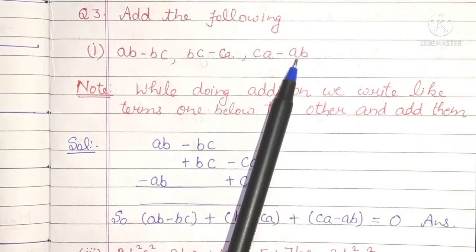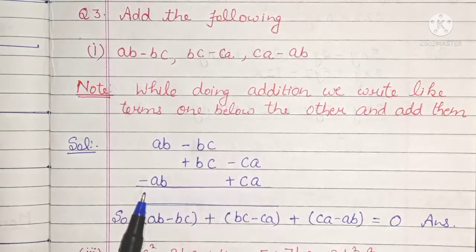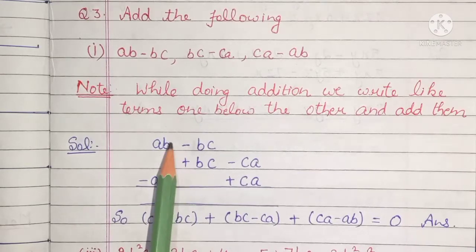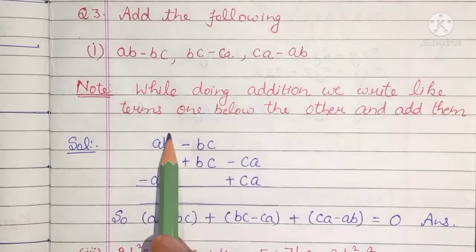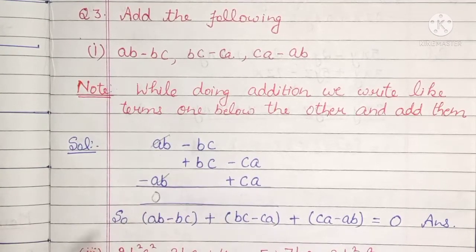And minus AB, where will I write? It should be under the AB. Got it, students? Now we will see how we can add them. For adding them, we can observe here I have plus AB and here I have minus AB. So plus AB and minus AB will cancel. So it will give me 0.